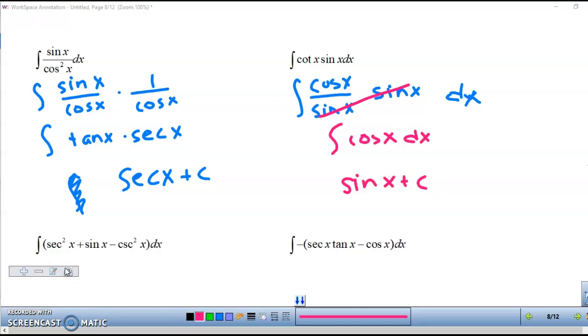This one, we're just going to break it down piece by piece. We know that the integral of secant squared is tangent. We know the integral of sine is negative cosine. We know that negative cosecant squared is going to be a positive cotangent. And then all of those have a plus c at the end. This one, you can distribute your negative or you cannot. It's up to you.